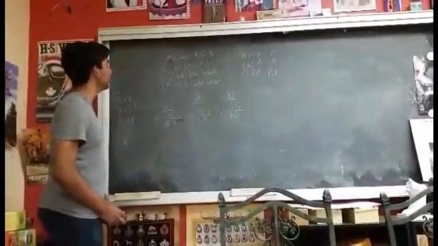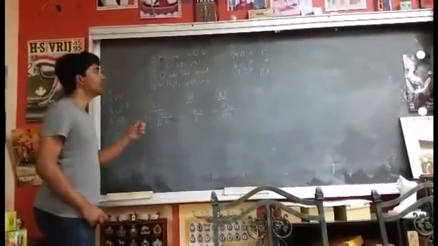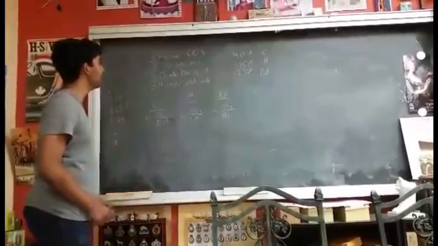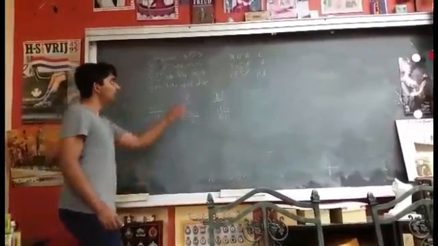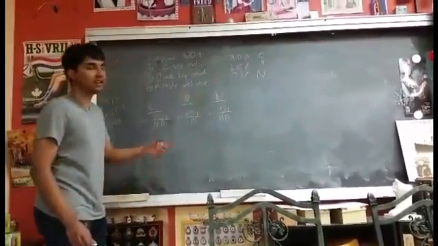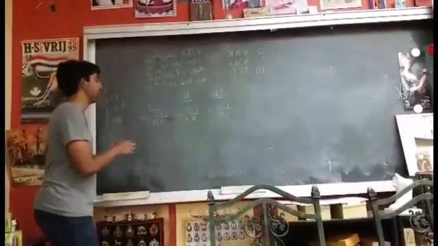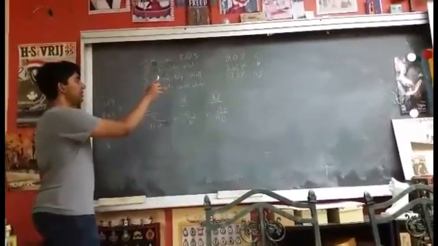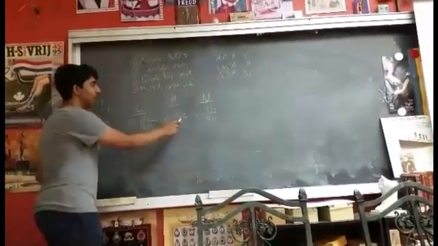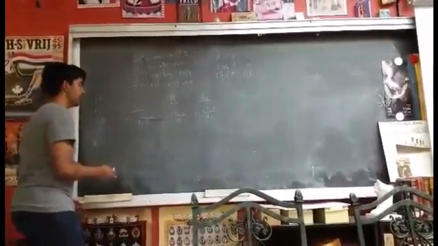Empirical formula: there are 4 steps we're going to use. First, we assume we have 100 grams of the compound. Second, we calculate the number of moles. Third, we divide by the smallest number of moles, and then we multiply until whole. Let's say we have a compound with 74% carbon, 8.65% hydrogen, and 17.3% nitrogen. We use the formula moles equals mass over molar mass. We assume 100 grams of the compound, which means 74 grams of carbon, 8.65 grams of hydrogen, and 17.3 grams of nitrogen, and then divide by their molar masses.